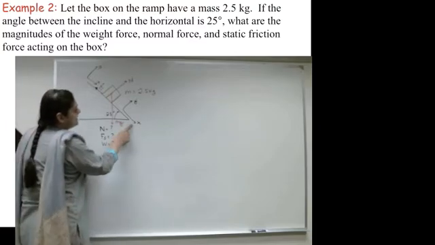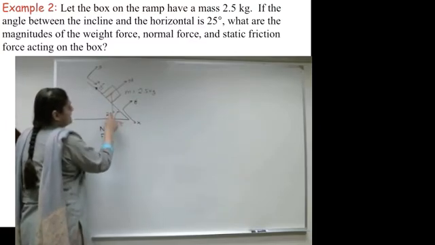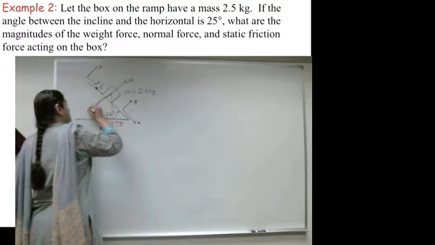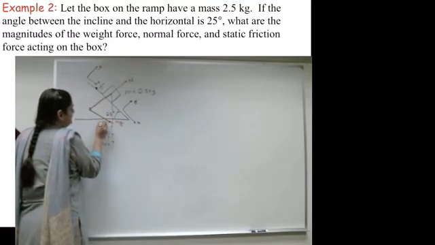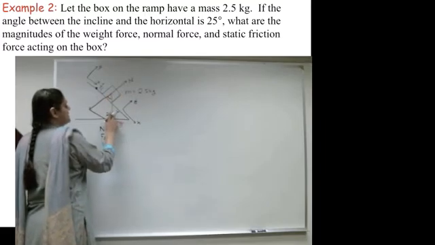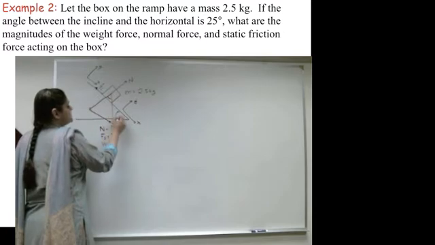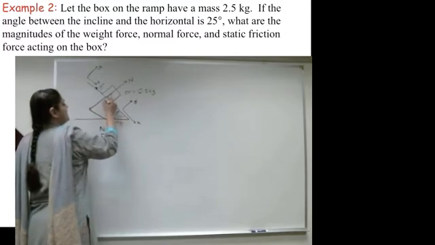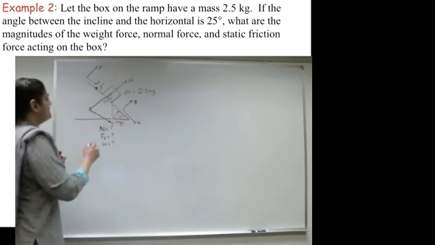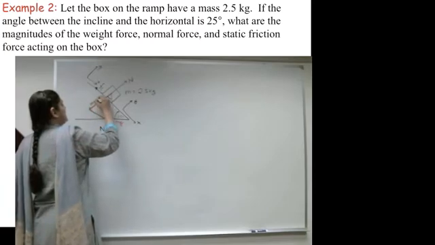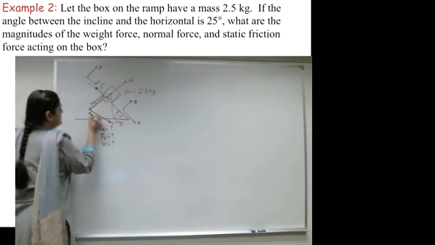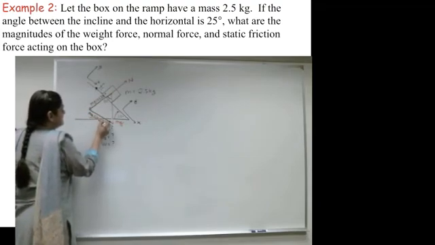Now, according to this, mg is a vector, and that needs to be resolved into its components. This angle always corresponds to the angle that is present here. So if this is 25 degrees, this angle will also be 25 degrees. Watch very carefully. The magnitude of this force is mg. This will be mg cosine 25 degrees, and this will be mg sine of 25 degrees.